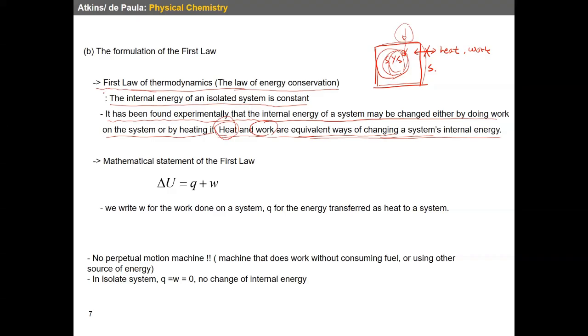So based on this definition, the mathematical statement of the first law can be written like this. Delta U, this is a quite famous equation of thermodynamics. Delta U is Q plus W. So we write W for the work done on a system, and Q for the energy transported as heat to a system.